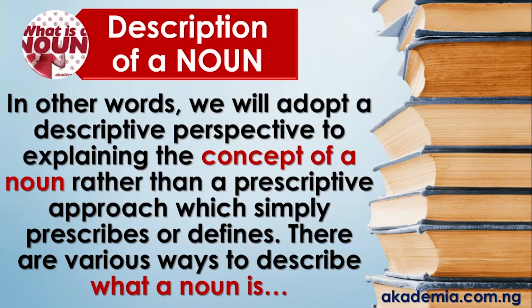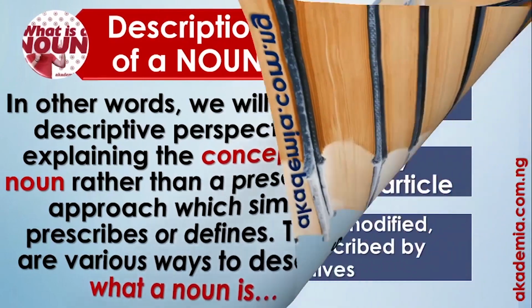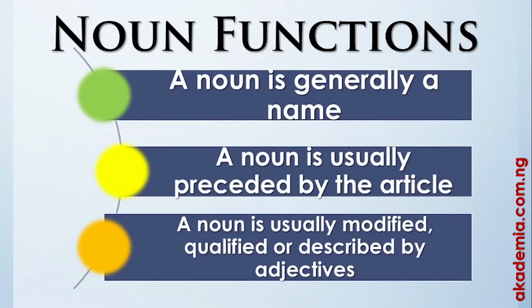Now, we have another school of thought, the descriptive school, that tells us that it is better to describe words by what they do rather than slam a label or a definition on them. So, there are various ways to describe what a noun is. And the way we're going to do this is to look at the functions of a noun. When we are able to identify the functions of a noun, then we can correctly describe what a noun is, so that when you see a noun, you will be able to properly identify it.